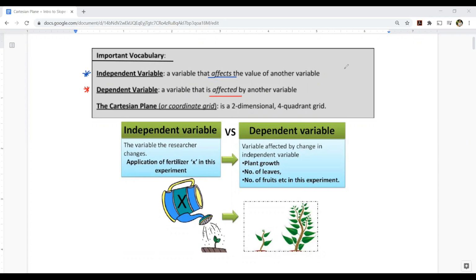Think of it as watering a plant. How much the plant grows is dependent on the amount of water we use. In this case, if we don't water, the plant won't grow and it will die. This means that the independent variable is the water, because it's the one that controls how much the plant will grow. Whereas the plant growth is the dependent variable since it depends on the water.